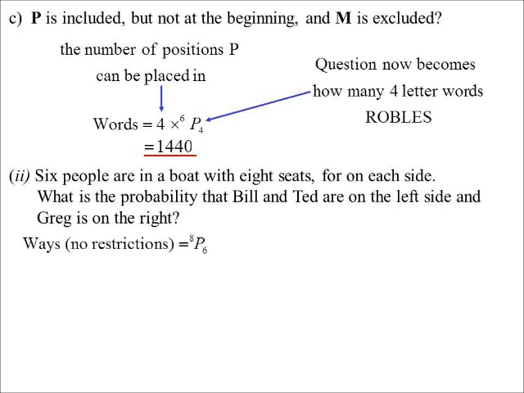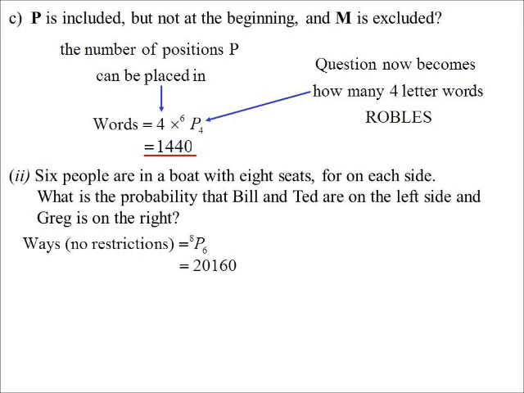It's a probability question. So the first thing I want to do is work out the size of the sample space, because that'll go on the bottom of the fraction. So that's going to be 8P6. The order is important. So 8P6, there's eight seats in the boat. I'm going to use six of them. So 20,160 objects in our sample space. That'll go on the bottom of the fraction.